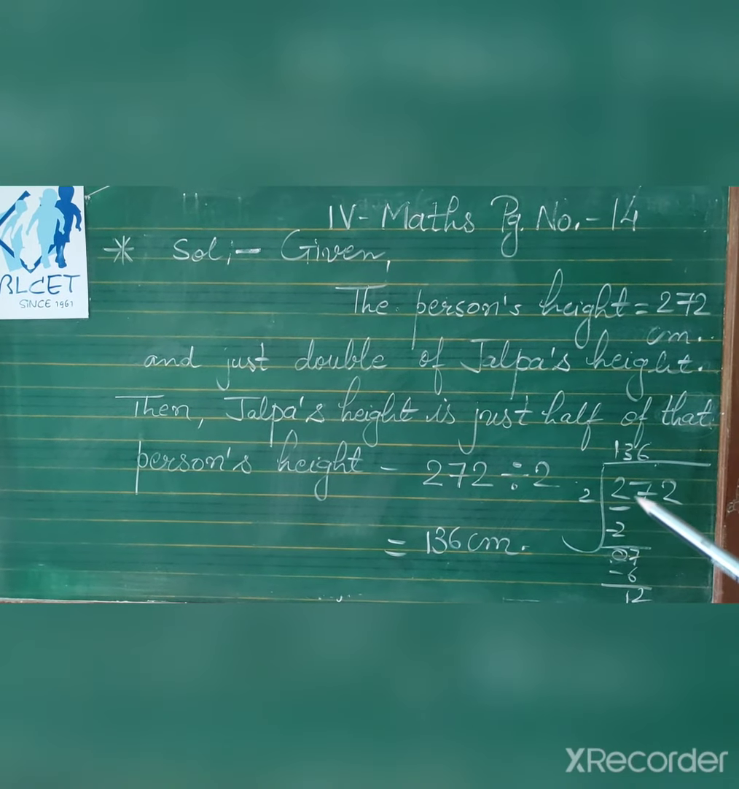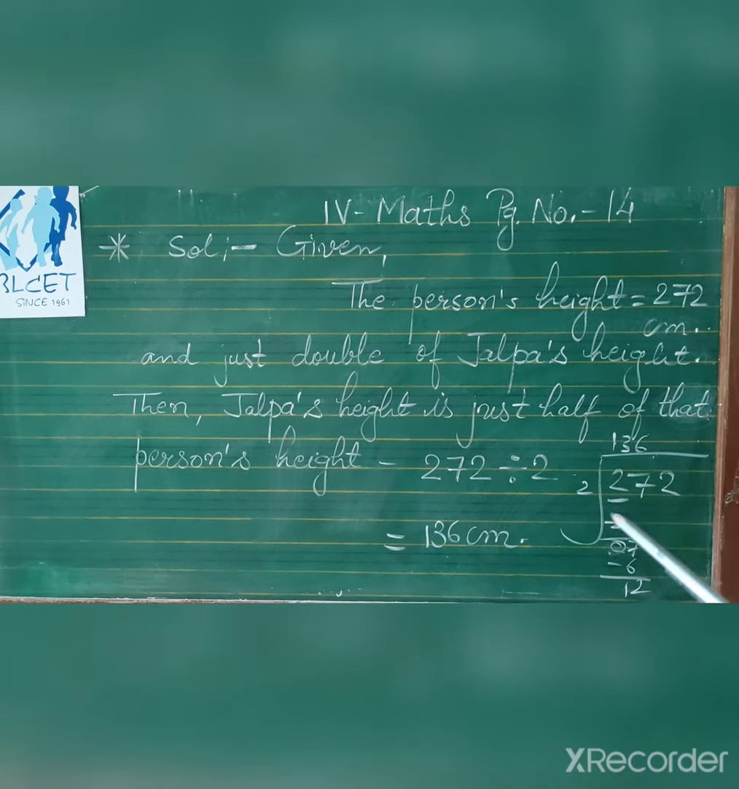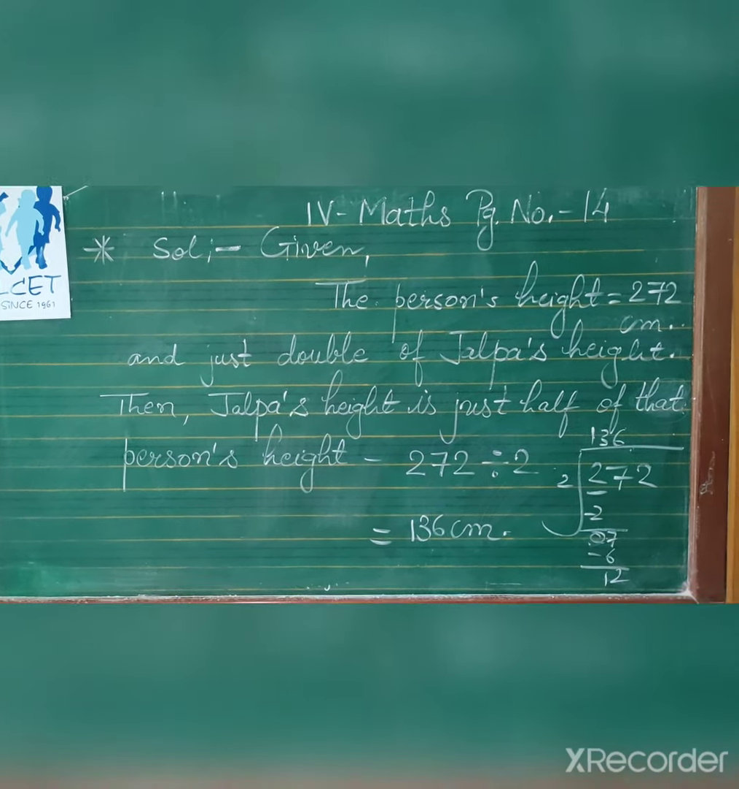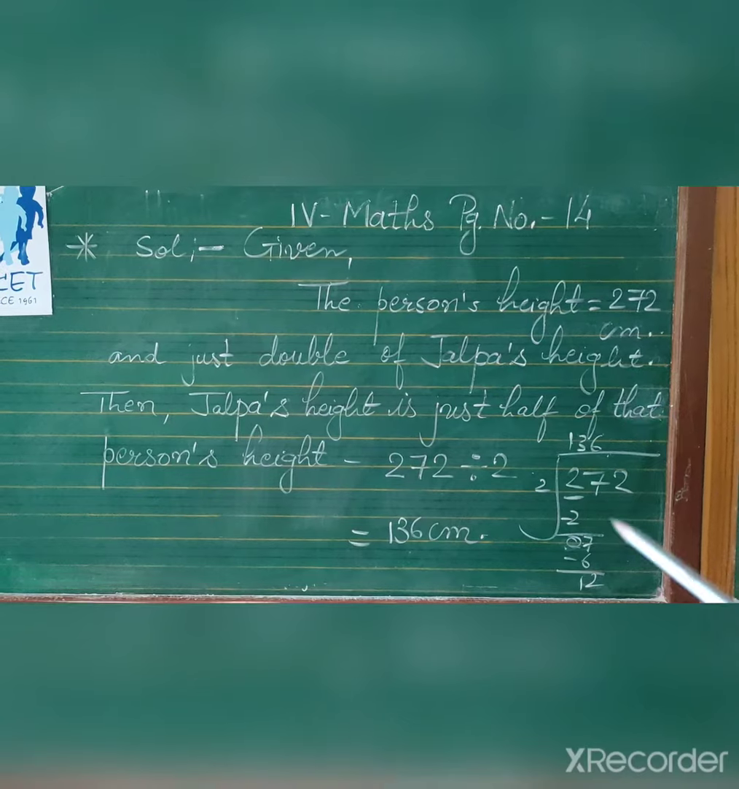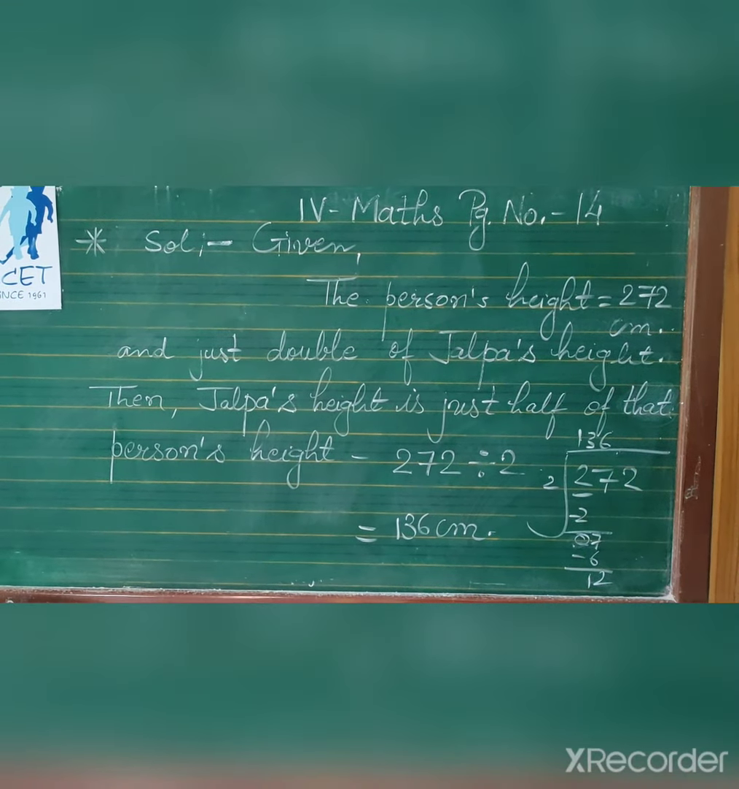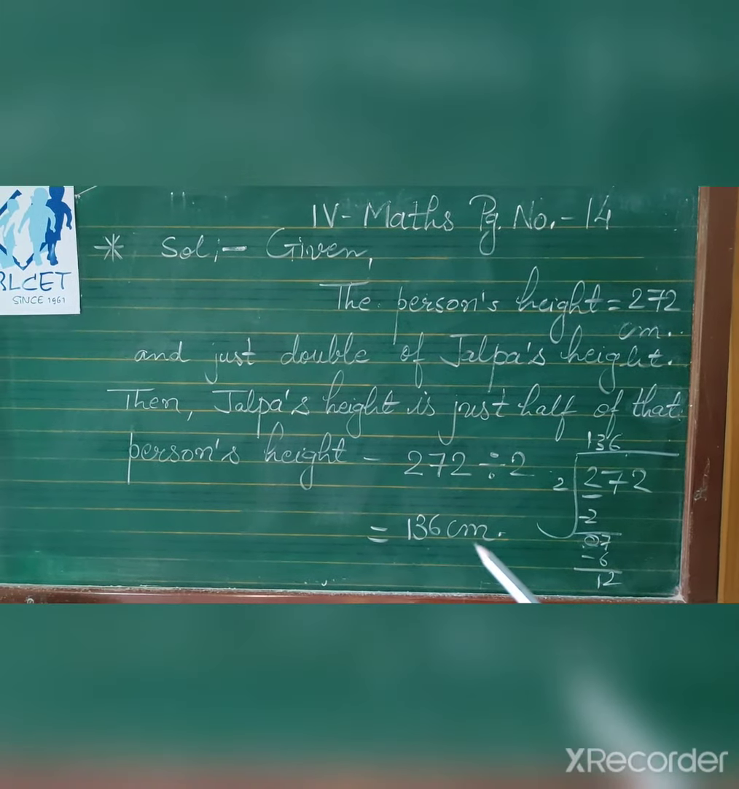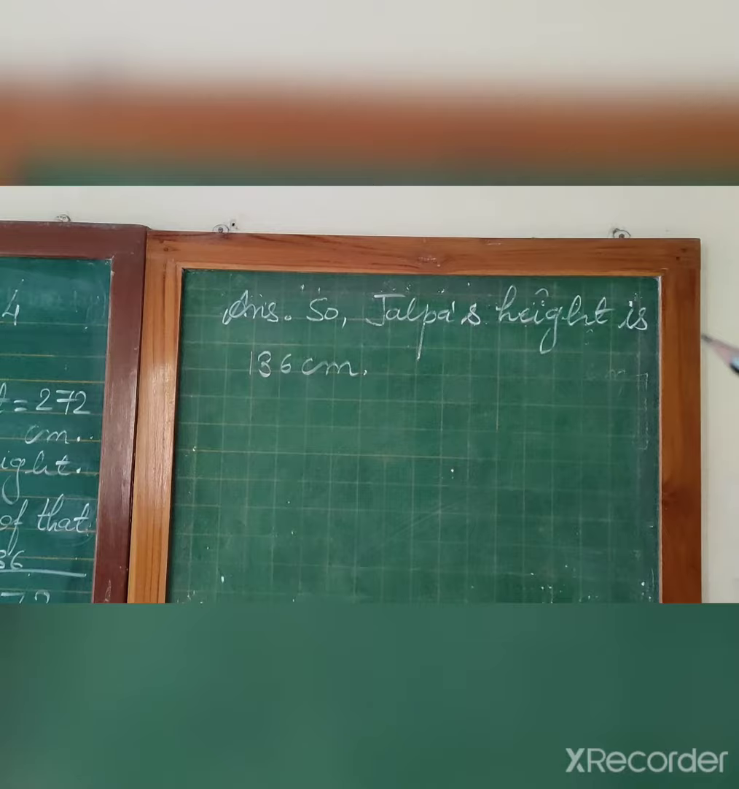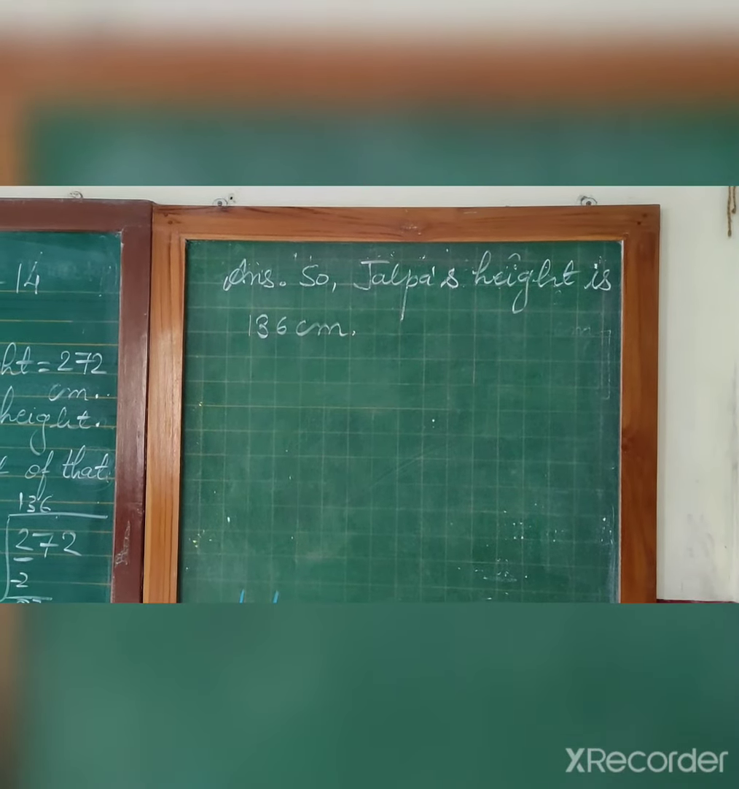Now the first digit from the extreme left is 2. 2 ones are 2. 2 minus 2, 0. Bring down 7. 2 ones are 2, 2 twos are 4, 2 threes are 6, 2 fours are 8. 8 is greater than 7, so 3 times we will divide. 2 threes are 6. 7 minus 6, 1. Bring down 2. 2 sixes are 12. So the answer is 136 centimeters. So you can see here, Jalpa's height is 136 centimeters.